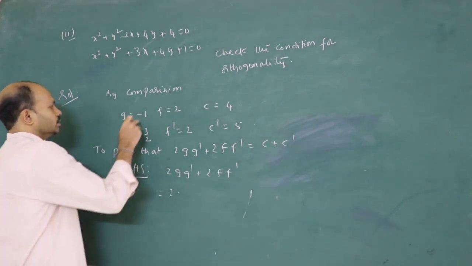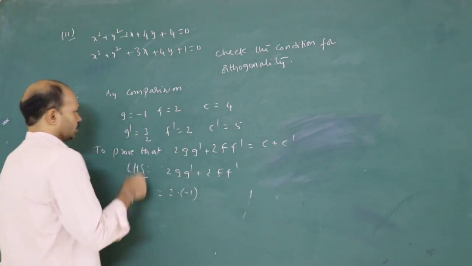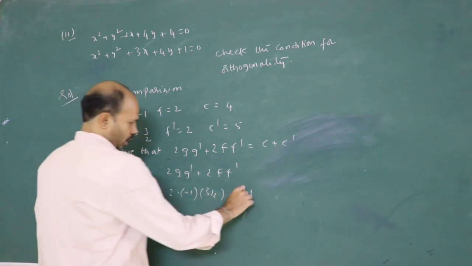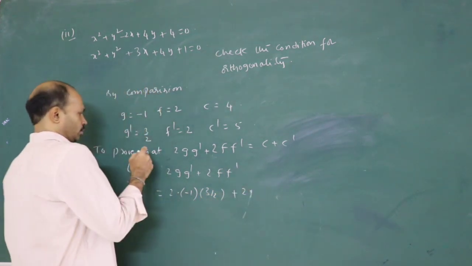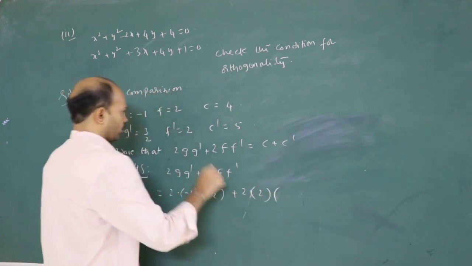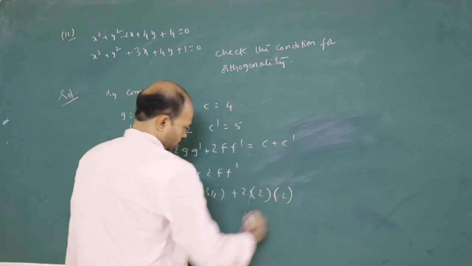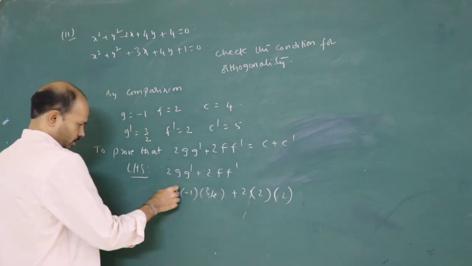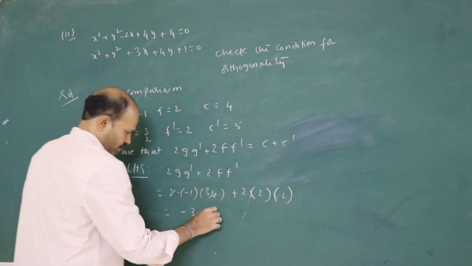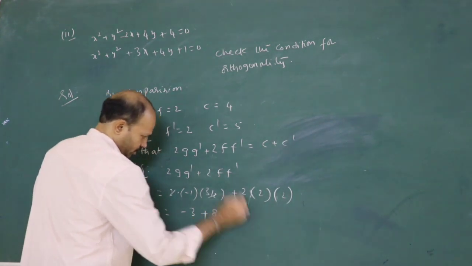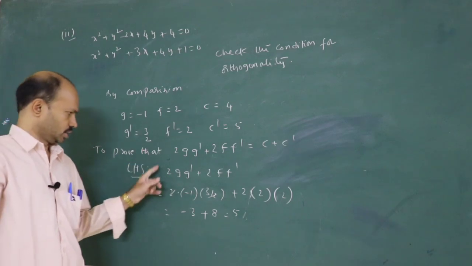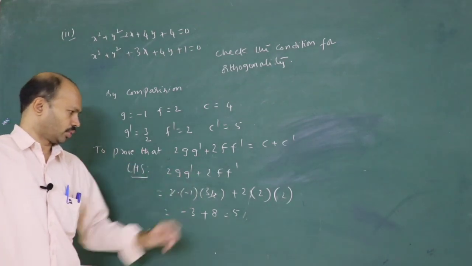2 into g, minus 1, g dash, 3 by 2, plus 2 times f. What is f? 2. f dash is 2. What are the values? These two cancel. This is minus 3. 2 twos are 4, 2 fours are 8. The value is 5. So the value of the left hand side, 2gg dash plus 2ff dash, is equal to 5.